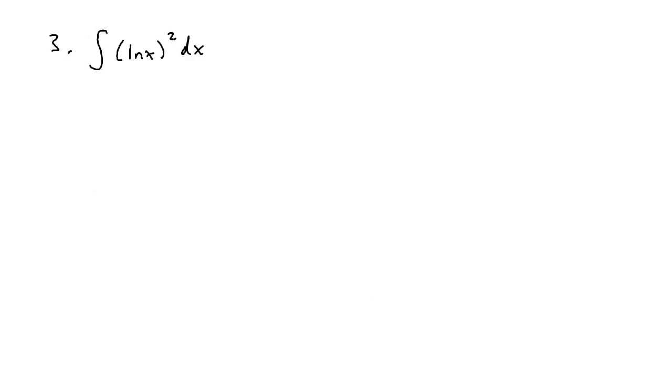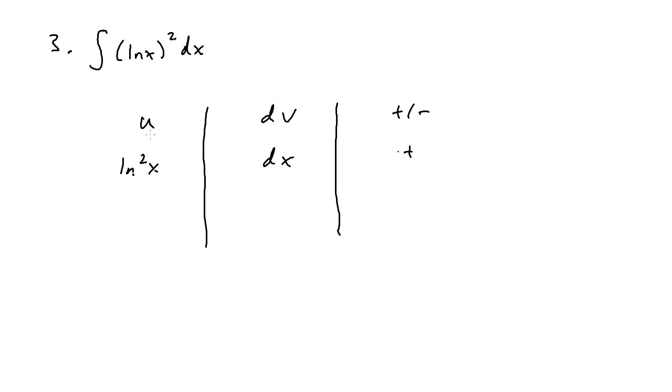So now for number 3, we have the integral of ln x, the entire thing squared, times dx. So once again, we're going to use integration by parts, the tabular method. So u dv and then plus minus. Now for the u, I'll pick this entire thing to be the u, so ln squared of x, or ln x squared. And then for dv, I'll just have it be dx. And then the first row is obviously going to be a plus sign.